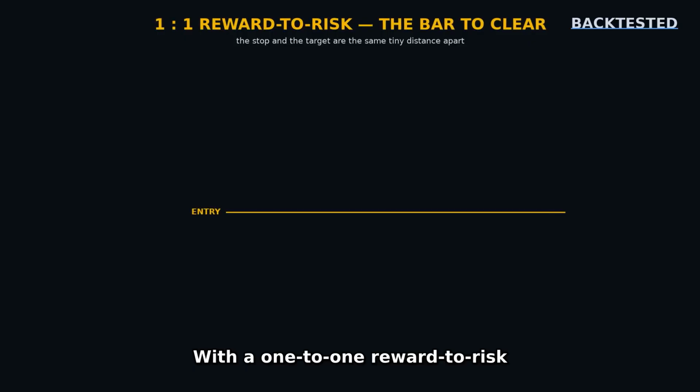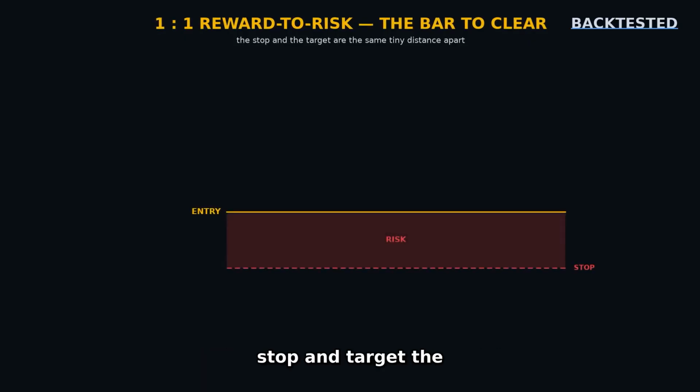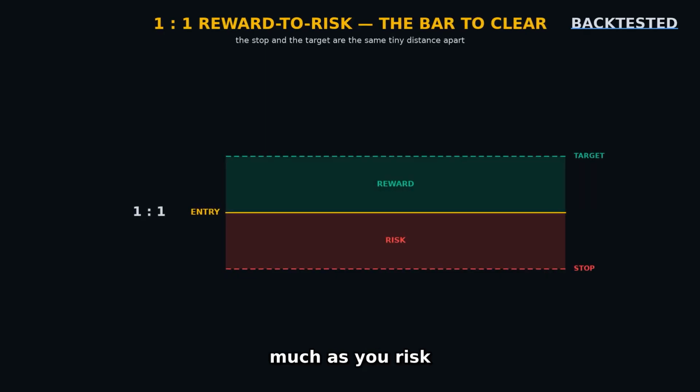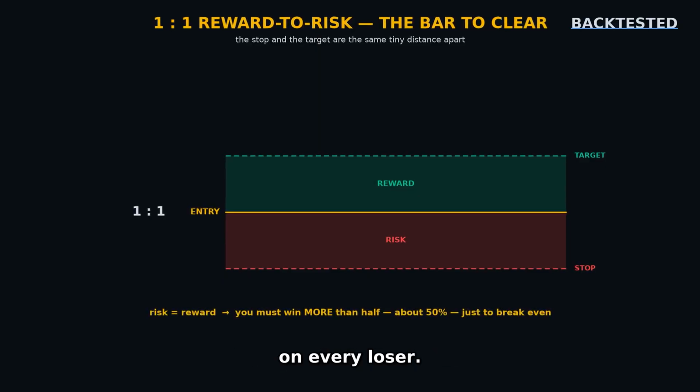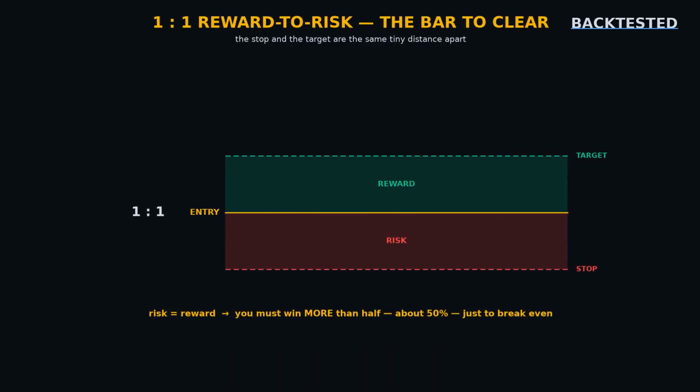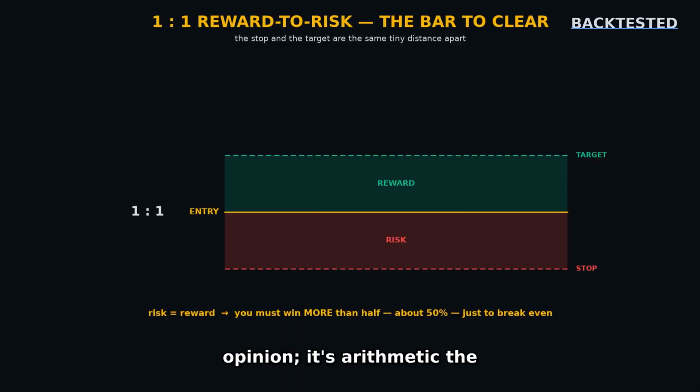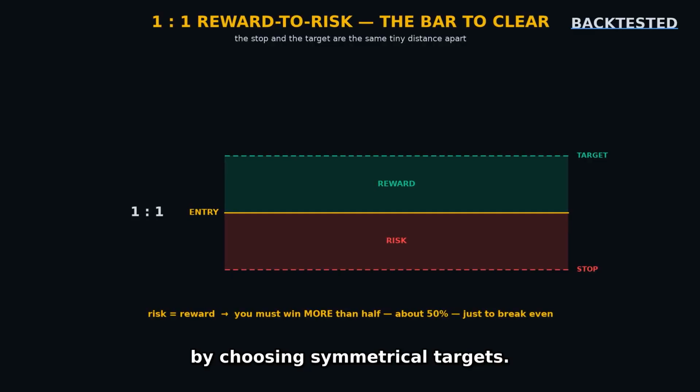Now the math, because it sets the bar. With a 1-to-1 reward to risk, stop and target the exact same distance apart, you win precisely as much as you risk on every winner, and lose precisely that much on every loser. So, to come out ahead, you must win more than half your trades. Roughly 50% before fees. That is not our opinion. It's arithmetic the strategy imposes on itself by choosing symmetrical targets.